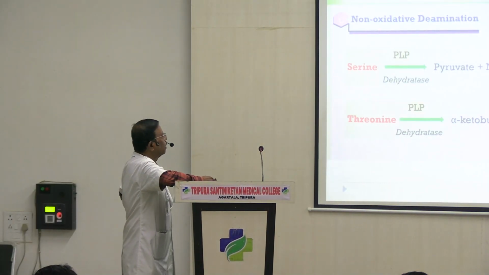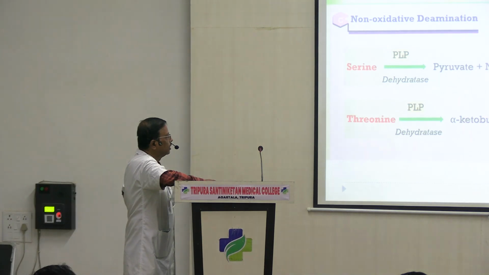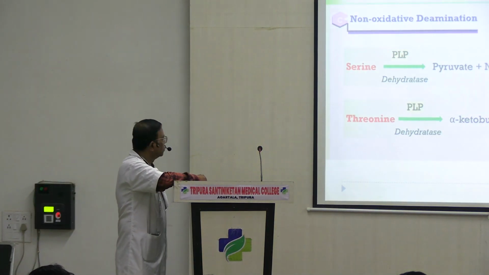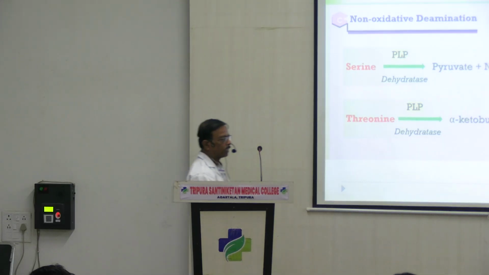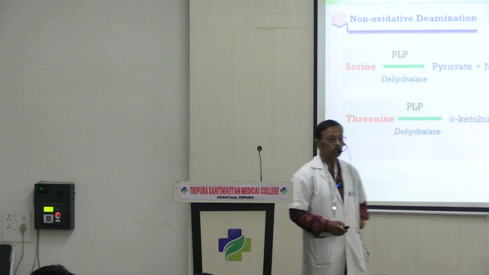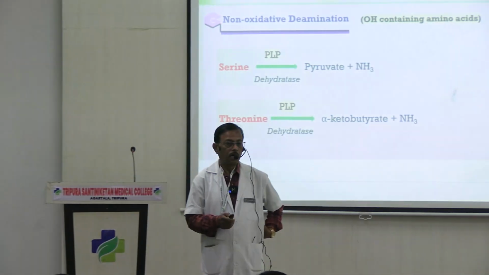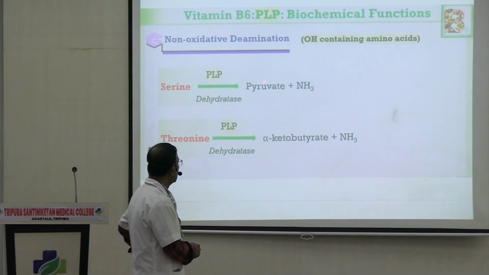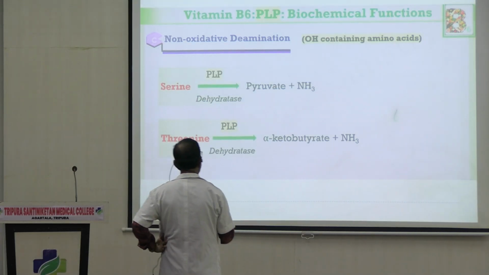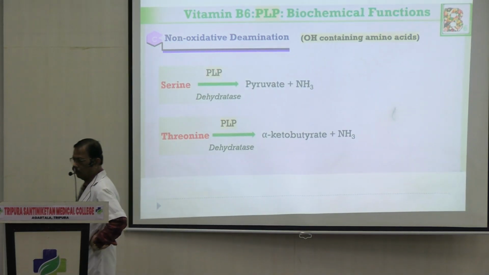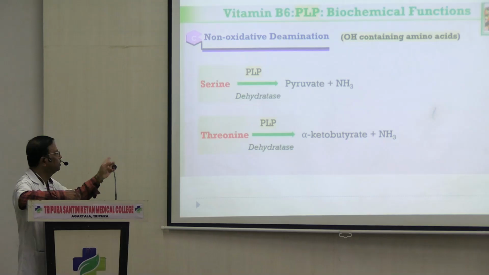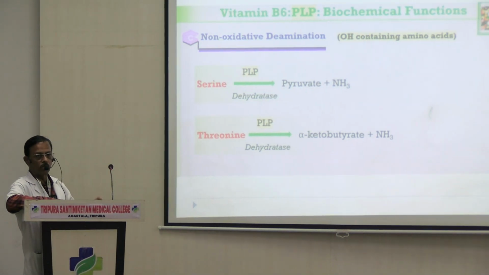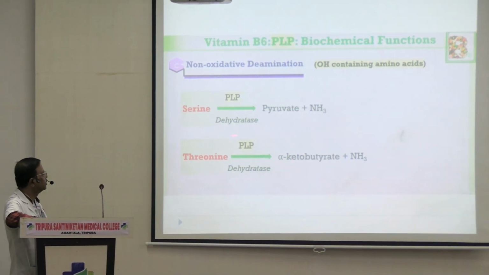Here is deamination. The ammonia is removed. Serine is an amino acid, threonine is an amino acid. So in the metabolism of these hydroxyl containing amino acids, the amino group is removed as ammonia, and a keto acid is formed. This reaction occurs in the metabolism of hydroxyl containing amino acids. The enzyme responsible for this is dehydratase.